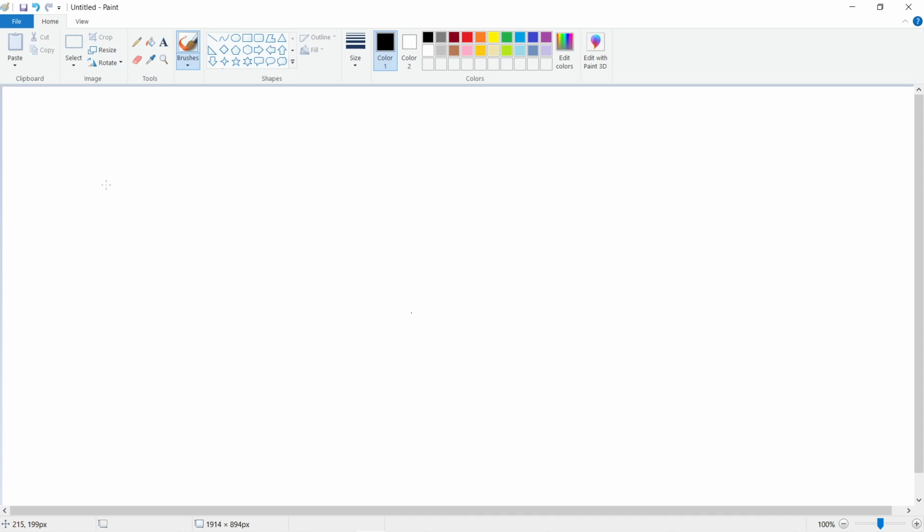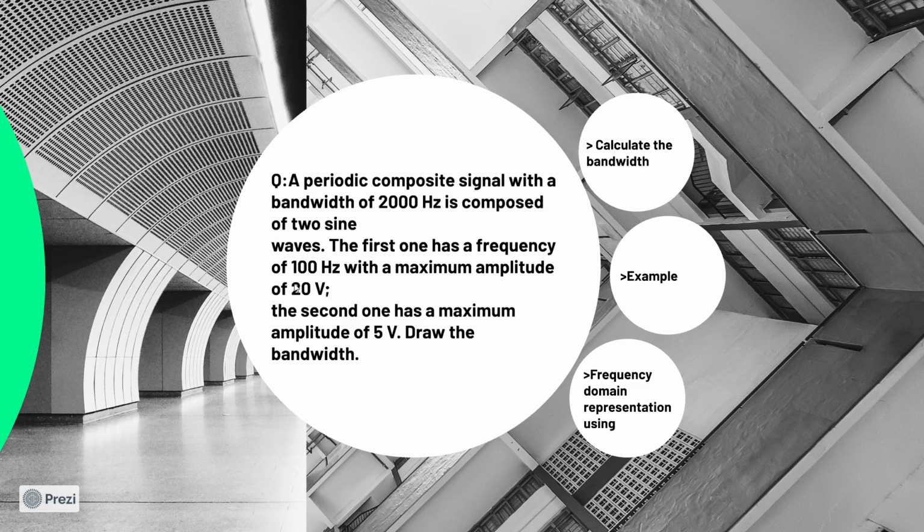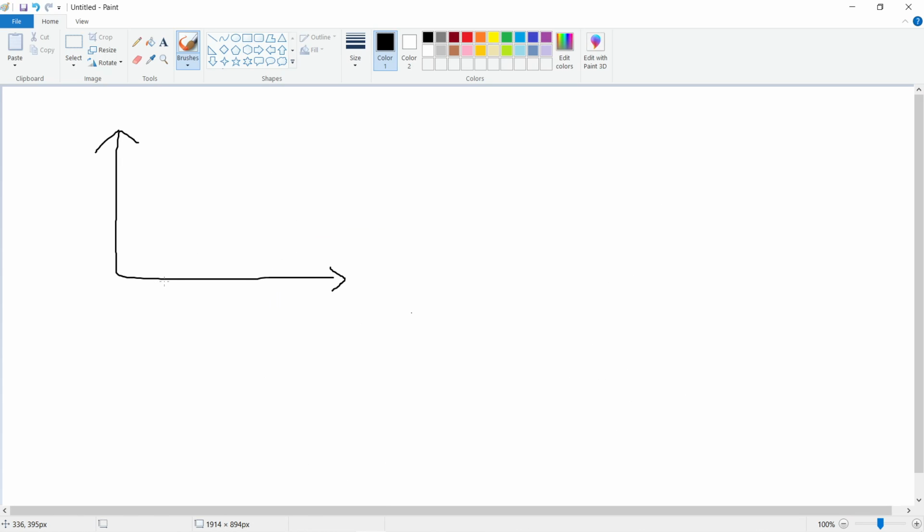First of all, let's understand the question. It says that we are given two sine waves. One has an amplitude of 20 volt, 100 hertz. So this is our time axis. This is our voltage or amplitude, you can say. Y axis is amplitude or voltage. X axis is for time. Now let's draw the first wave, which is of 20 volt.